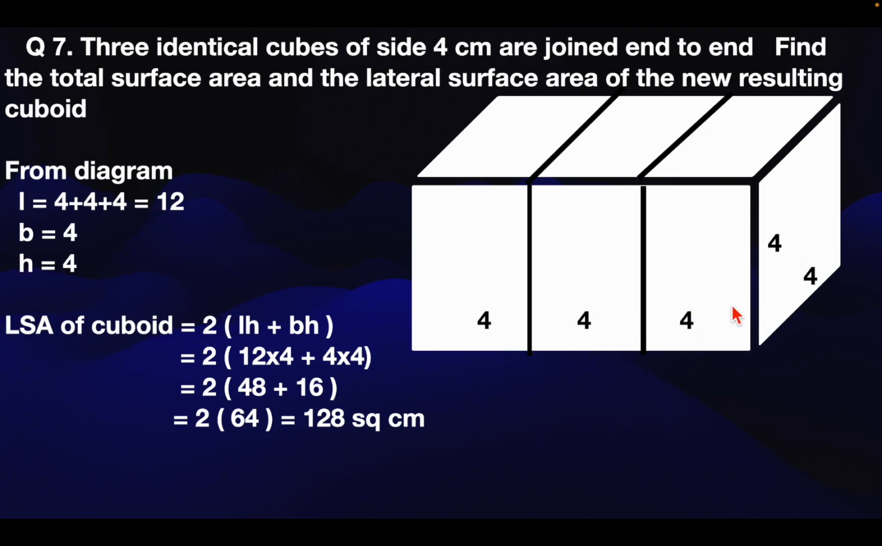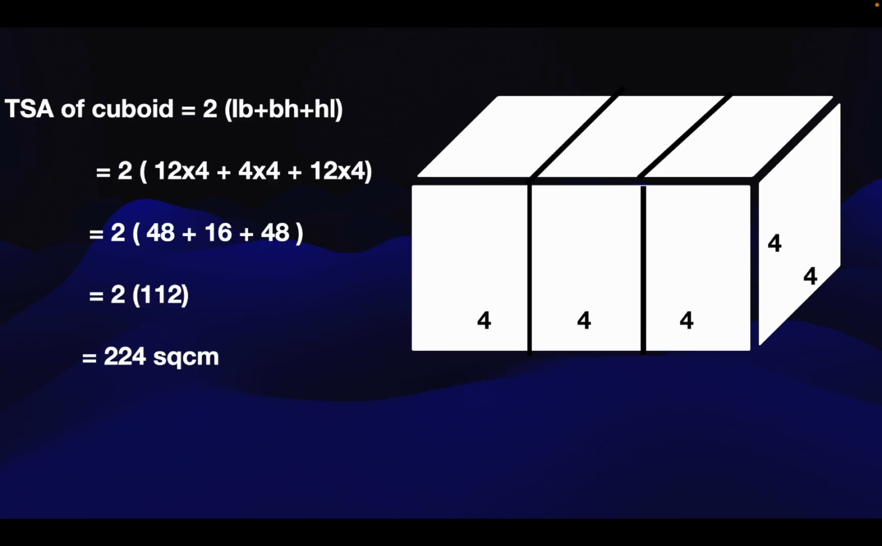So when you join 3 cubes like this, the length will change. Length will become 4 plus 4 plus 4, 12. But the height will remain the same. The breadth also will remain the same. So only the length becomes 12. Breadth is 4, height is 4. Now LSA of the cuboid, you know the formula, write it down, substitute these values, evaluate, you get 128 square centimeter. For the TSA, write down the formula, again substitute the value of L as 12, B as 4, H as 4 and evaluate, you will get the answer as 224 square centimeter.